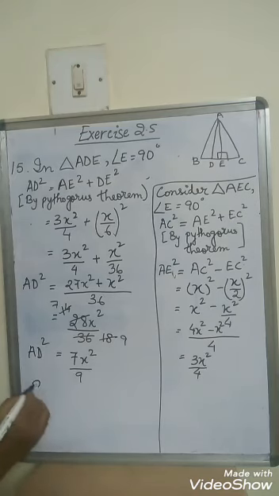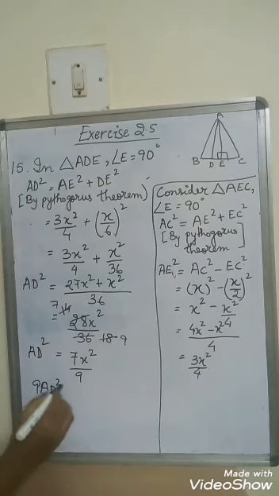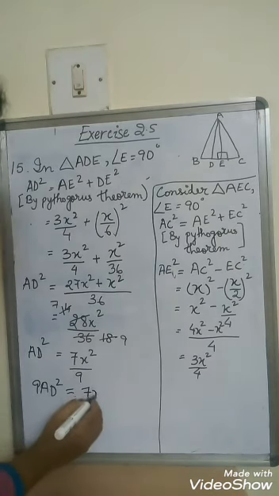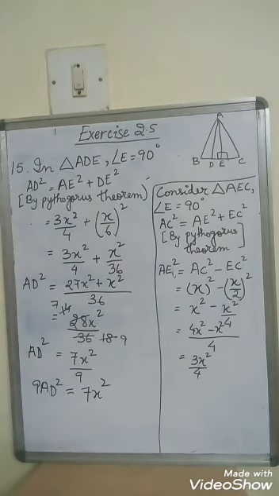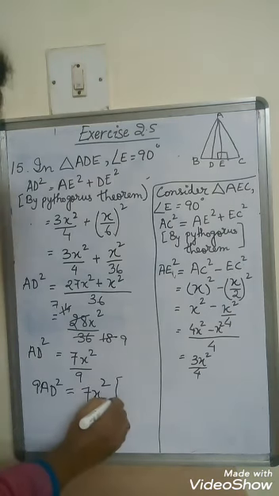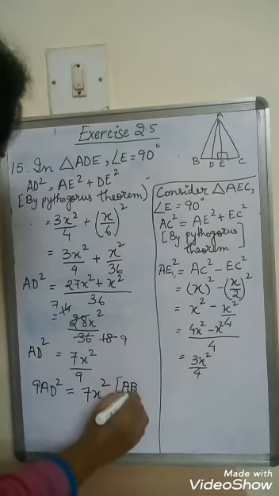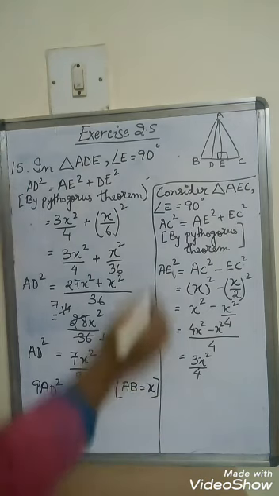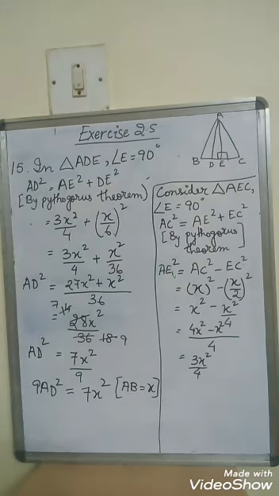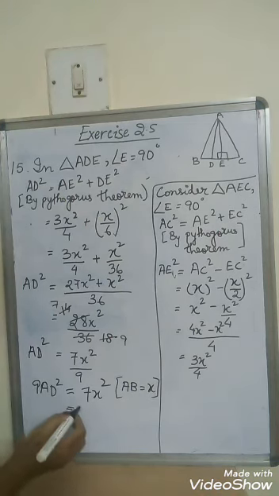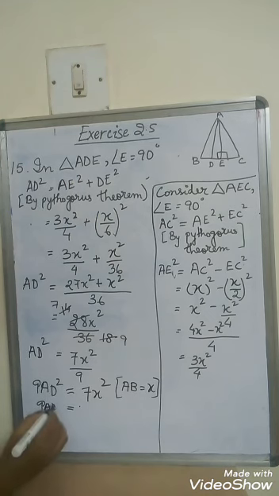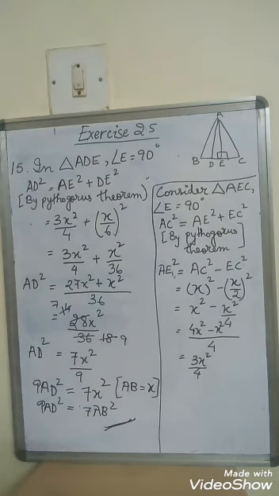So when we cross multiply, it is 9 AD square is equal to 7X square. Earlier we have taken AB as X, so AB is equal to X. Since AB is equal to X, 9 AD square is equal to 7 AB square. So this is what was asked for you to prove.